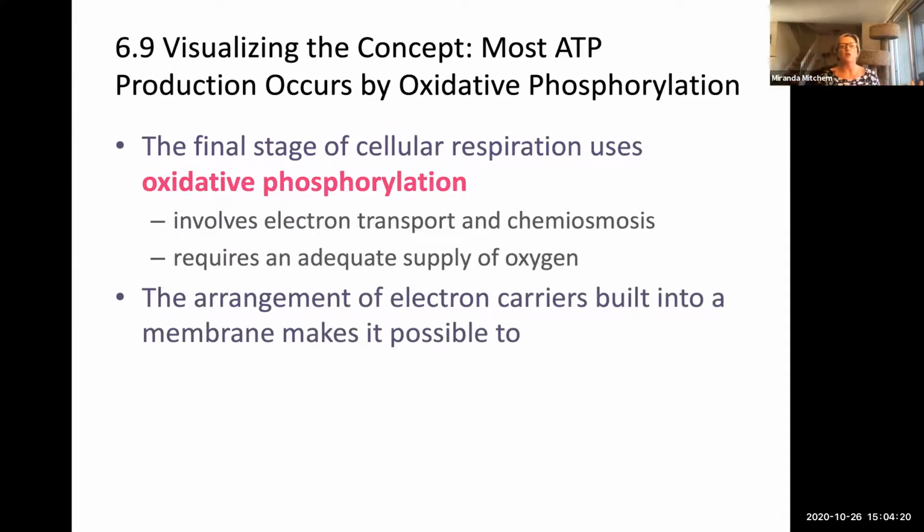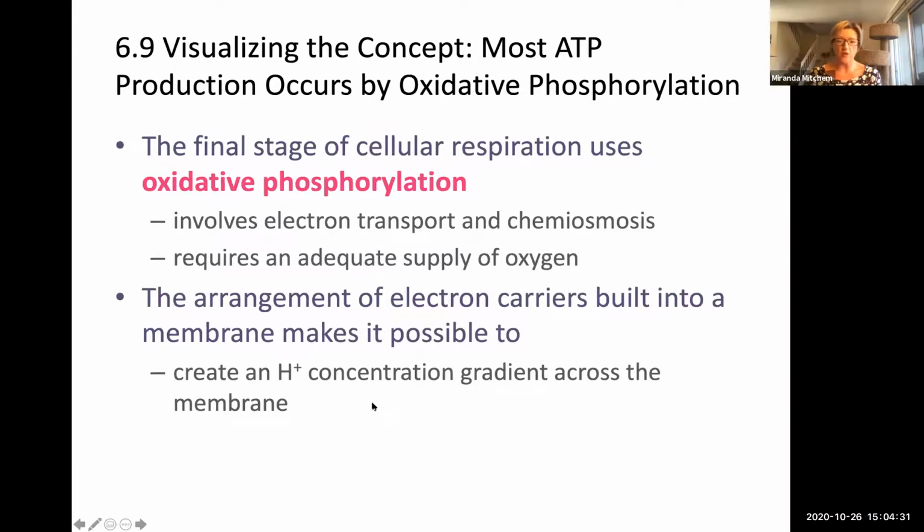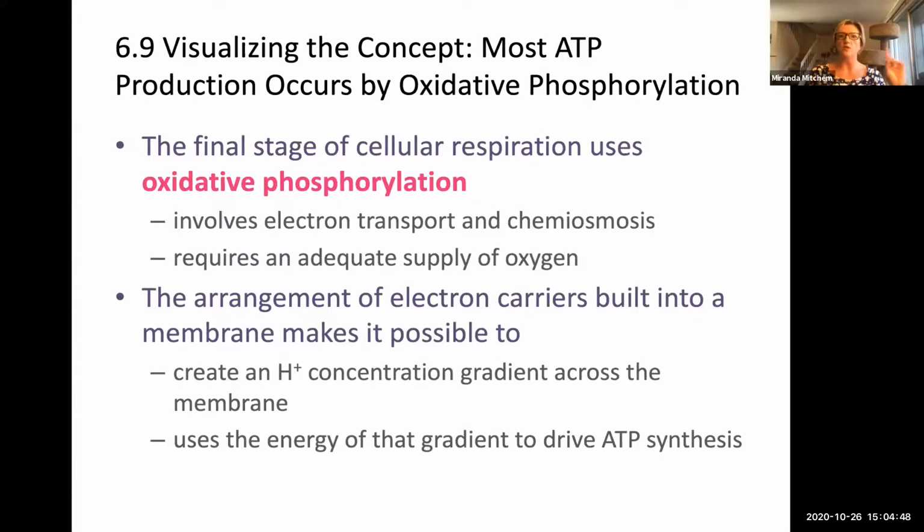So the electron carriers are what make this possible, and they are located in that inner mitochondrial membrane. We do generate a proton gradient across that inner mitochondrial membrane. As the electrons go into the electron transport chain, the protons are building up. They're left over. So we build up a gradient. And then we can use that concentration gradient to make ATP passively, right? A gradient means passive. It does not require energy. That would be active transport.